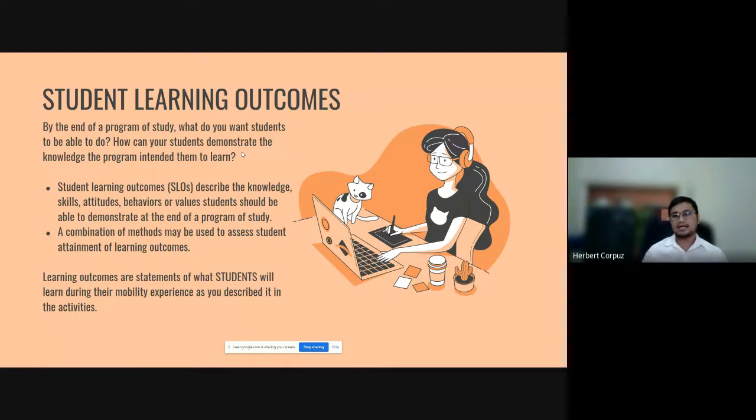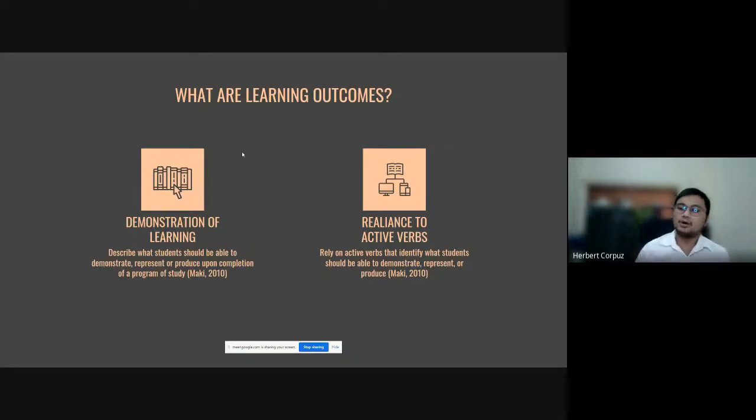Now, with that introduction, we can say then that learning outcomes refer to statements that would show demonstration of learning. The key phrase, demonstration of learning, to define learning outcomes would mean that we need to describe what students should be able to demonstrate, represent, or produce upon completion of a program of study.